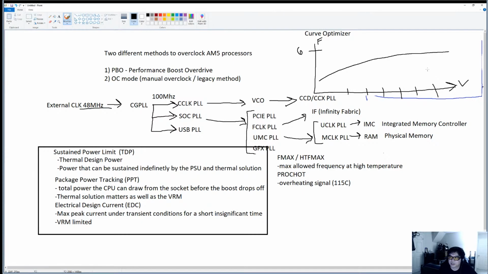Custom loop and a really good CPU. Yeah, you got a really good one. 43,000 on Cinebench R23. That's very good.